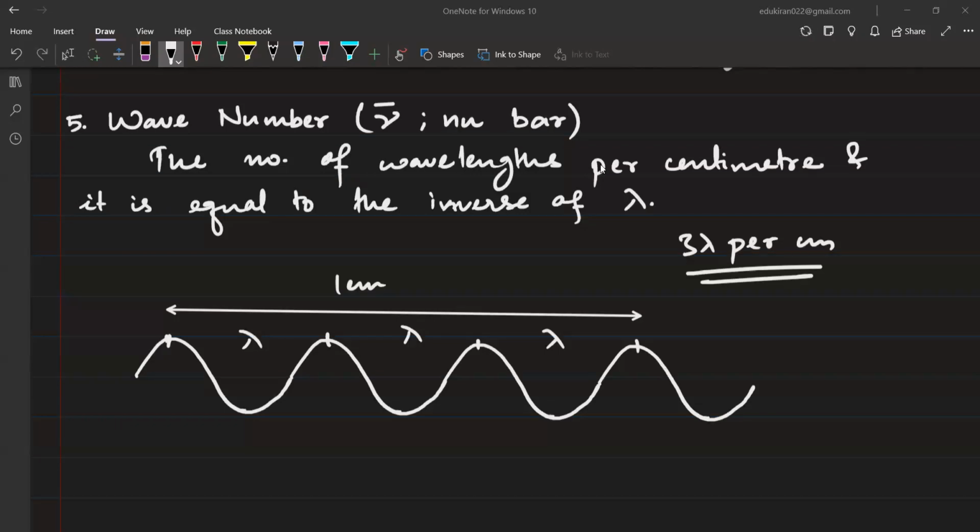And what you can write? Nu bar will be equal to 1 upon lambda. The unit of nu bar will be centimeter inverse. Done, everyone? I hope everyone has written down. Let me know once you're done. Sir, done.